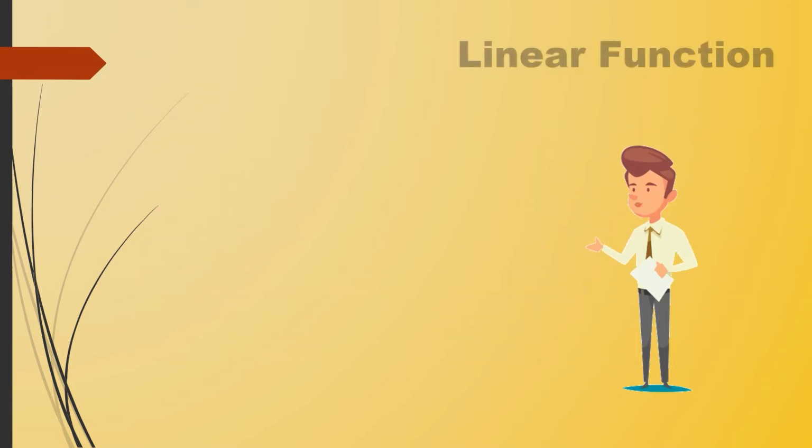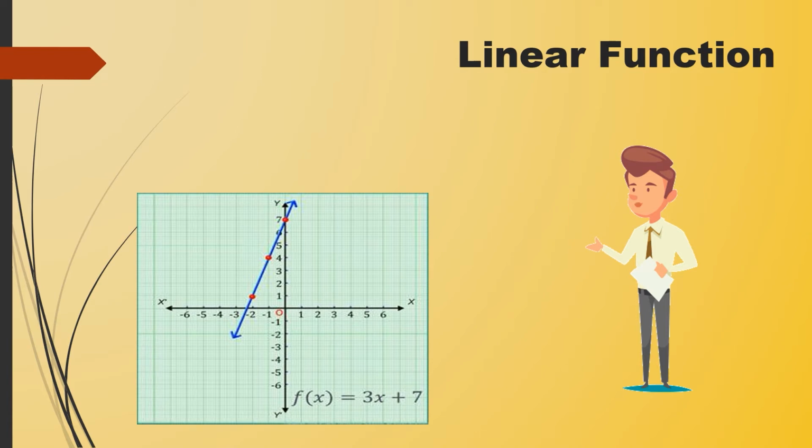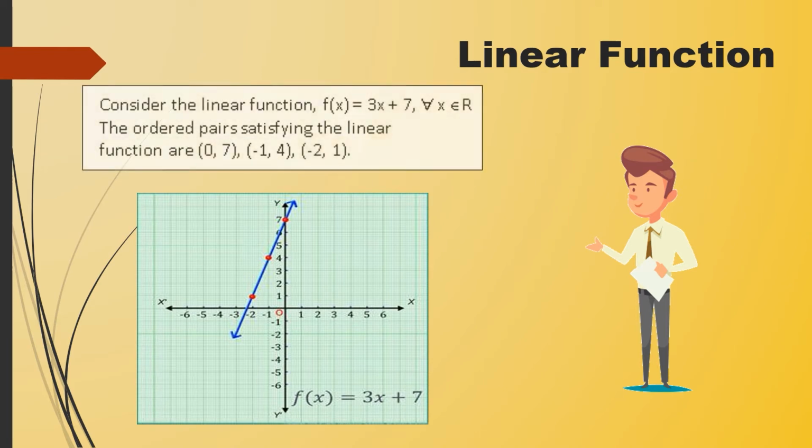Linear function. A function is said to be a linear function if f(x) is equal to ax plus b, where a is not equal to 0, a and b are real constants, and x is a real variable. Consider the linear function f(x) equal to 3x plus 7. On plotting the points on the Cartesian plane and then joining them, we get the graph of the linear function as shown.